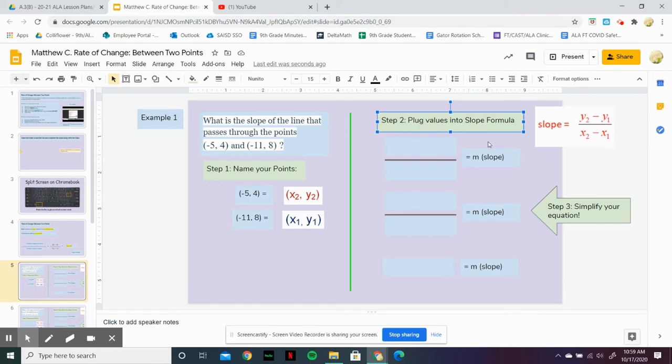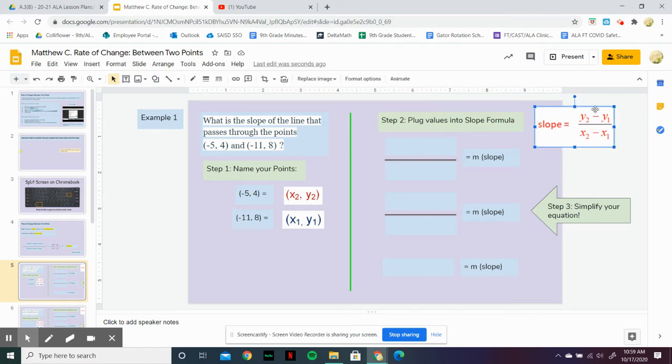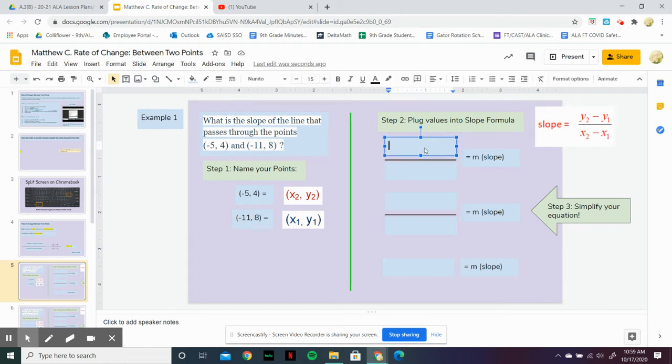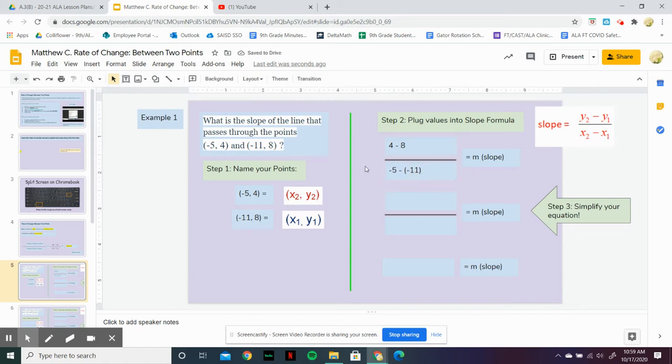Step 2 is to plug the values into the slope formula, and here again is the slope formula. So I need to do y2 minus y1. Well, y2 is 4 minus y1 is 8. And I'm dividing by x2 minus x1. Well, x2 is -5 minus x1 is -11. And be careful here. Make sure you are writing minus -11 instead of -11.